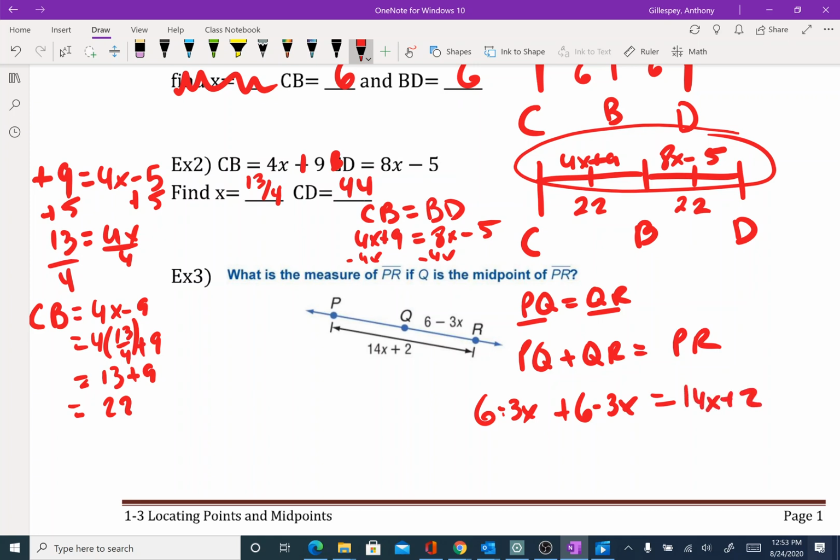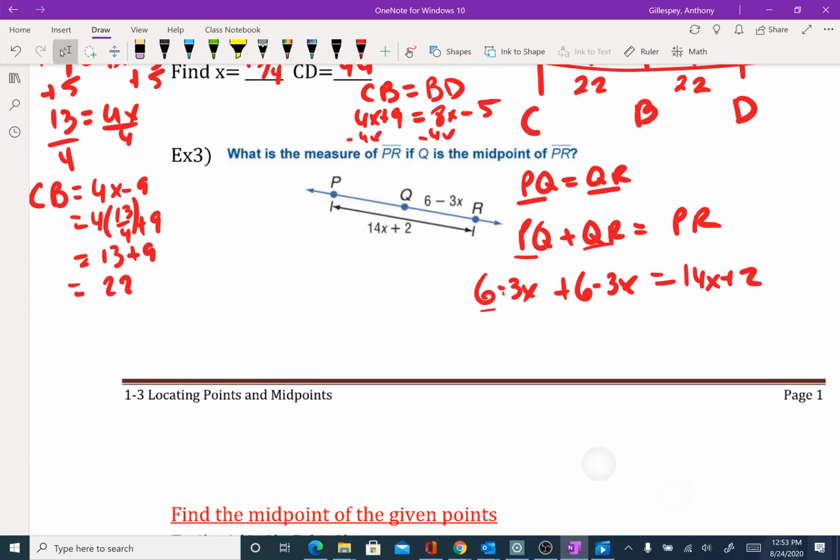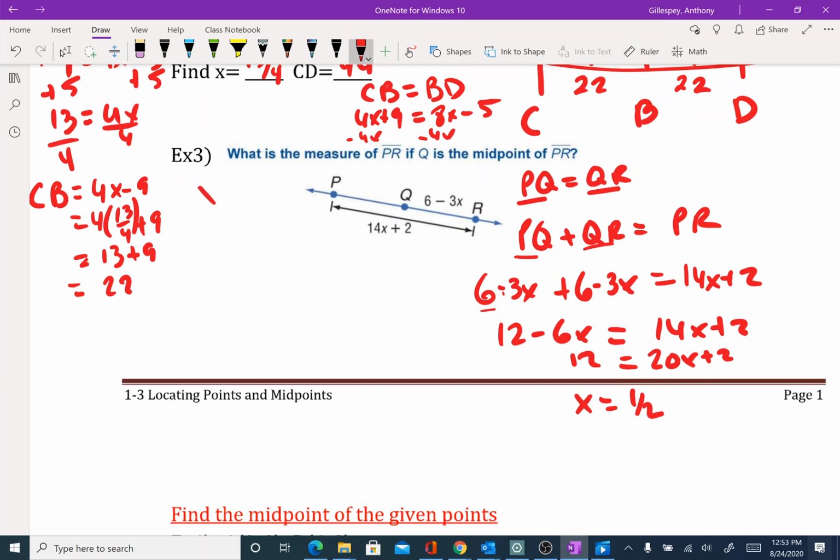So what do I get here? Since QR is equal to PQ, they're both 6 minus 3x. So it's just another baby algebra problem. This is 12 minus 6x equals 14x plus 2. So we get 20x plus 2 equals 12. So we get x equals, what is that? 1 half, right? x is 1 half if I do the algebra.